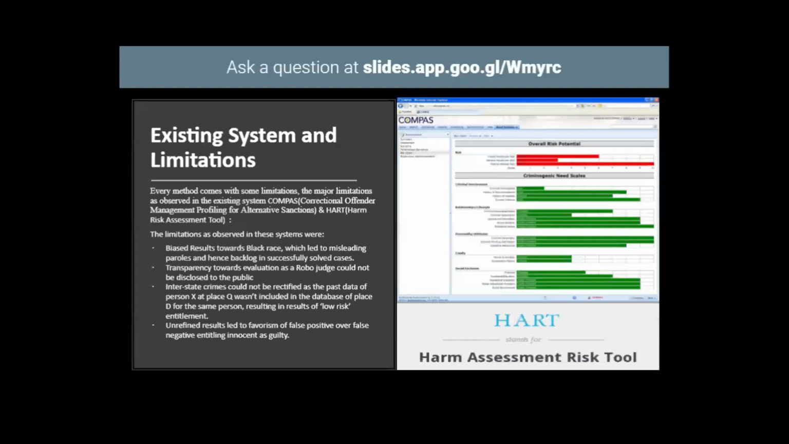They conducted a study in which they found that every time it was evaluated, the Black race was less favored than the white race. Transparency was another issue because of the robo judge. The entire model could not be disclosed to the public, so how it arrived at a particular decision was not made public. Interstate crimes were also an issue, because there is no central system in the constabulary in Durham, so data at one point in one state is not accessible by another state. And unrefined results led to favoring false positives over false negatives. That's why even the innocent were proved guilty.